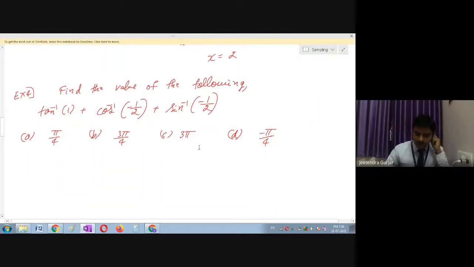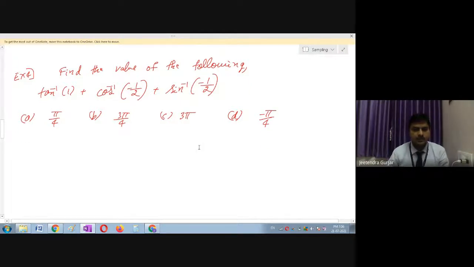Find the value of the following: tan inverse 1 plus cos inverse minus 1 upon 2 plus sine inverse minus 1 upon 2. The 4 options they have given. Easily you can simplify this one's solution. You can easily write here tan inverse 1, you have to remember the formula, it is pi by 4 plus. Here you can see minus is there. So definitely if you take out the minus, this will be pi minus cos inverse 1 upon 2. Cos inverse 1 upon 2 will always be pi upon 3.